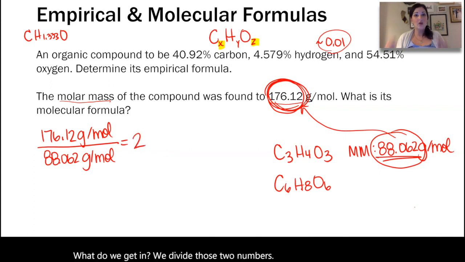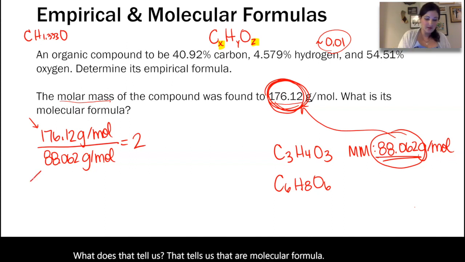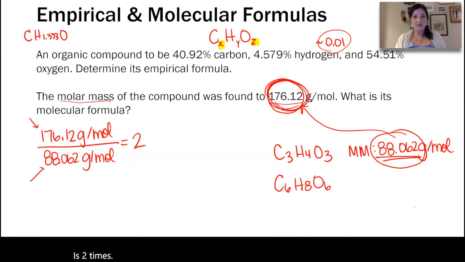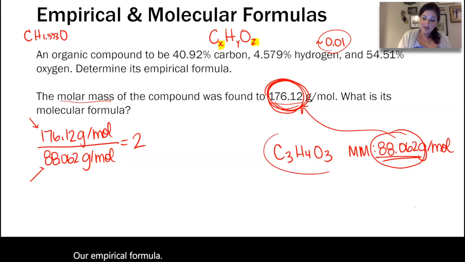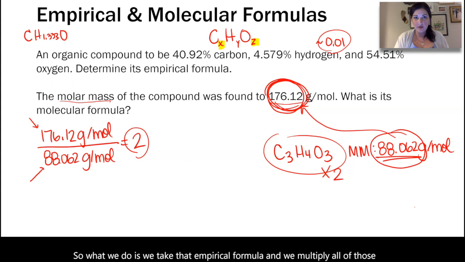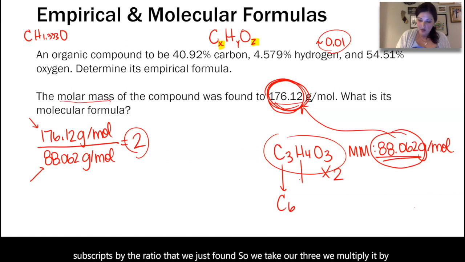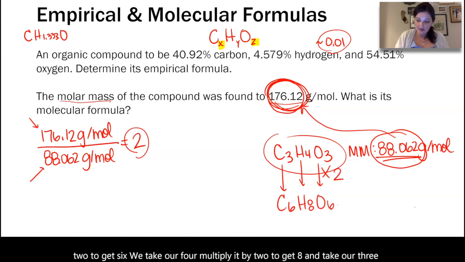2. So what does that tell us? That tells us that our molecular formula is 2 times our empirical formula. So what we do is we take that empirical formula and we multiply all of those subscripts by the ratio that we just found. So we take our 3, multiply it by 2 to get 6. We take our 4, multiply it by 2 to get 8, and take our 3, multiply by 2 to get 6. This is our molecular formula.